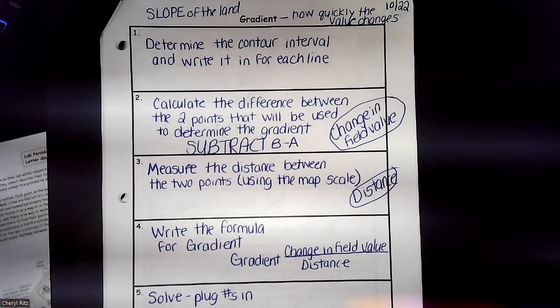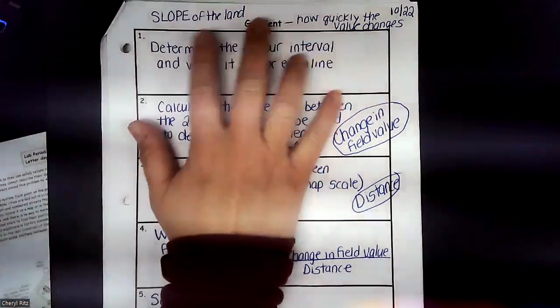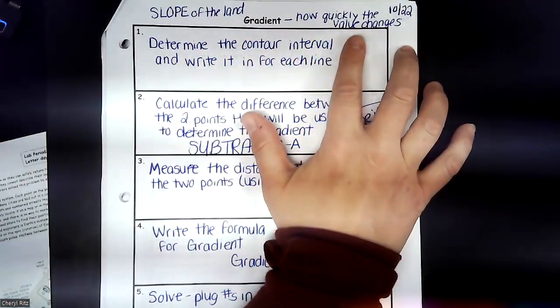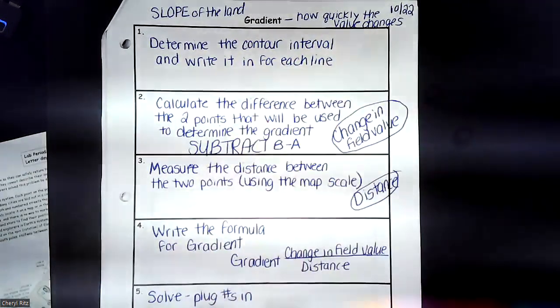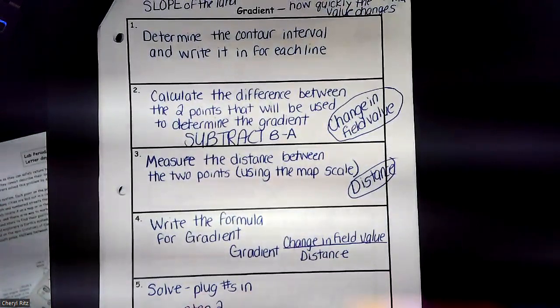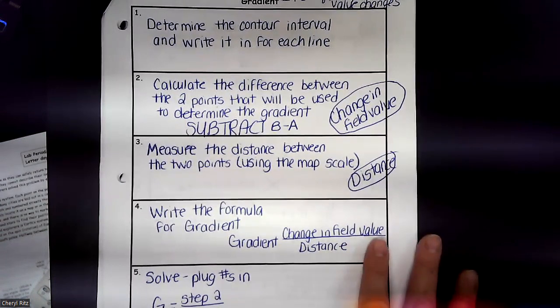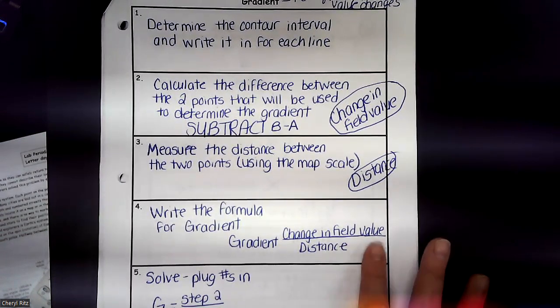So you guys did the profiles. They all looked really good. Yesterday, we talked about gradient. Remember, gradient is the slope of the land, or in other words, how quickly the value changes. And then there were steps for figuring out gradient, and they all really revolve around the gradient formula, which is the change in field value divided by distance.